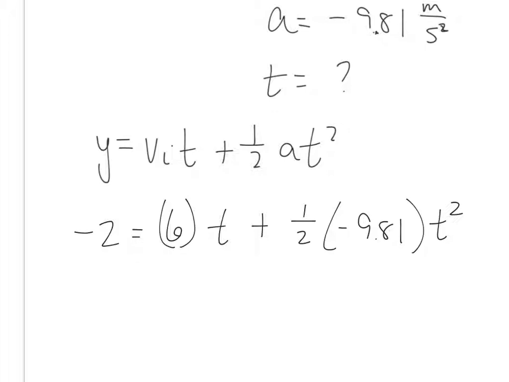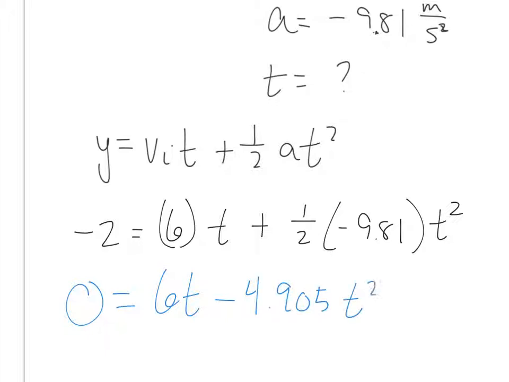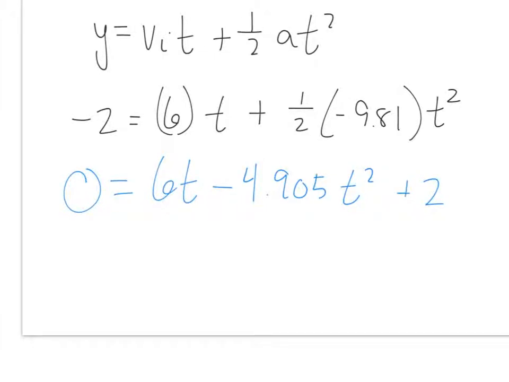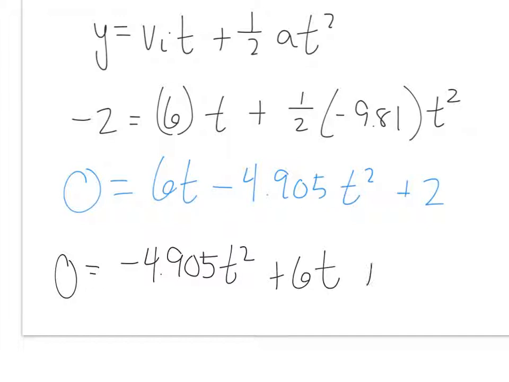So let's move things over so we get a 0 over here. What's half of negative 9.81? It's negative 4.905. That's a number that you're going to start to memorize. You don't have to, but it'll just come up a lot. Plus 2 on the end there. Now, is this in standard form? It needs to be in standard form, decreasing degree. So what goes first in a quadratic? Yes, negative 4.905 t squared, plus 6t plus 2. So I've taken the equation above and put it in standard form.